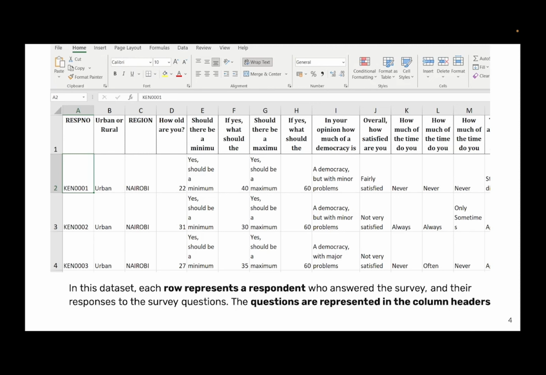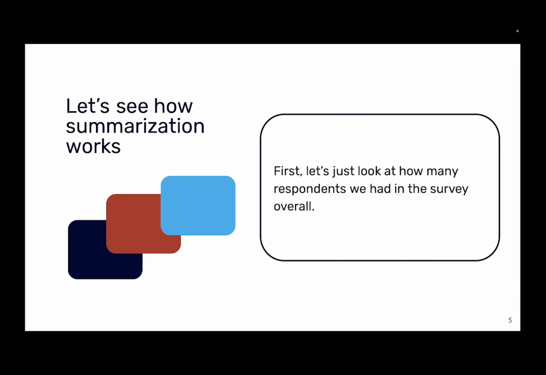In this dataset, each row represents a respondent who answered the survey and their responses to the survey questions. The questions are represented in the column headers. Let's see how summarization works. First, let's just look at how many respondents we had in the survey overall.